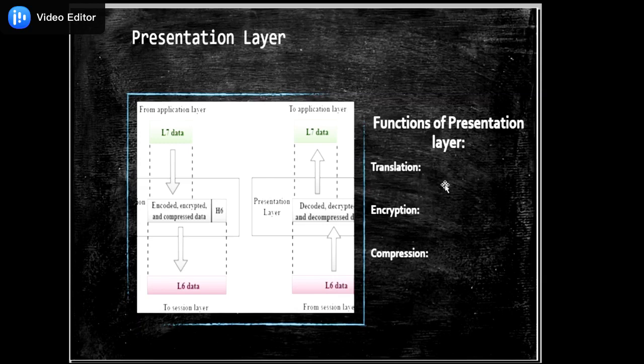Then encryption. Encryption is needed to maintain privacy. Encryption is the process of converting the sender's transmitted information into another form and sending the resulting message over a network. And compression. Data compression is the process of compressing data. It reduces the number of bits to be transmitted. Data compression is important in multimedia such as text, audio and video to reduce the size.